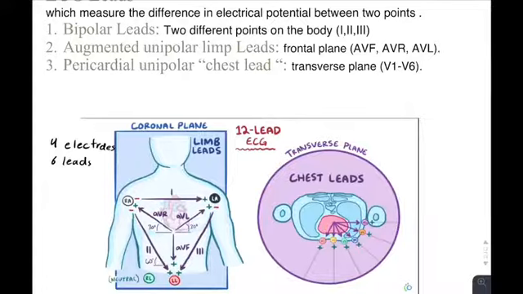And the leads: one from the right arm to the left arm, the second from the right arm to the left leg, and the third from the left arm to the left leg. And the second 3 leads are augmented vector right, augmented vector left, and augmented vector foot. The transverse plane, or the chest leads, has 6 electrodes and 6 leads arranged on the chest.